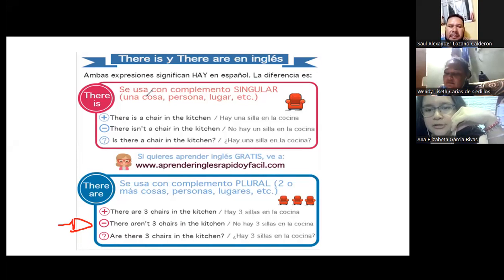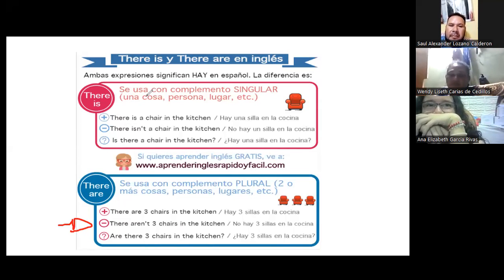Positivo, there are three chairs in the kitchen. Hay tres sillas en la cocina. Negativo, there aren't three chairs in the kitchen. No hay tres sillas en la cocina. Y para interrogación, are there three chairs in the kitchen? ¿Hay tres sillas en la cocina? Thank you so much. Yes, como podemos ver, acá la única diferencia es que hay es para plural, right? Y ya usamos el there are. Entonces decimos there are, como nos decía Ana, there are three chairs. En este caso, hay, there are. Entonces ahí vemos el ejemplo, there are.